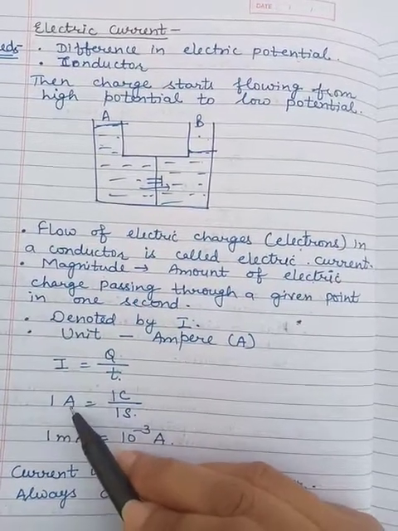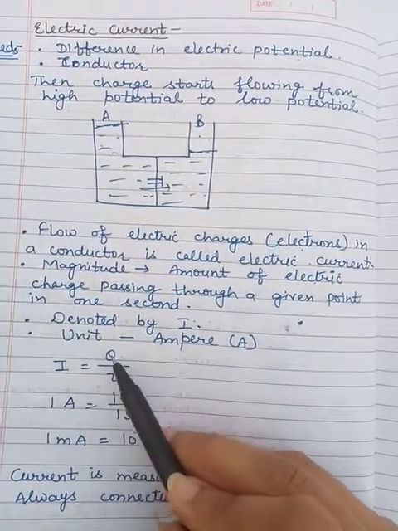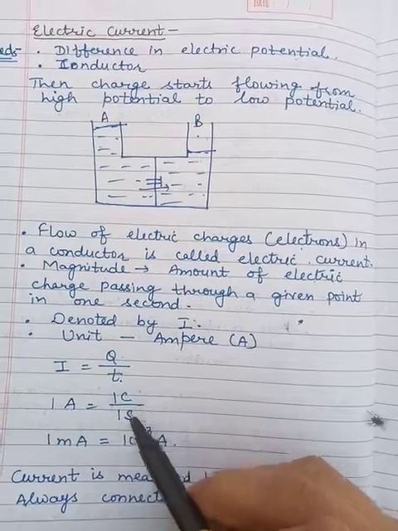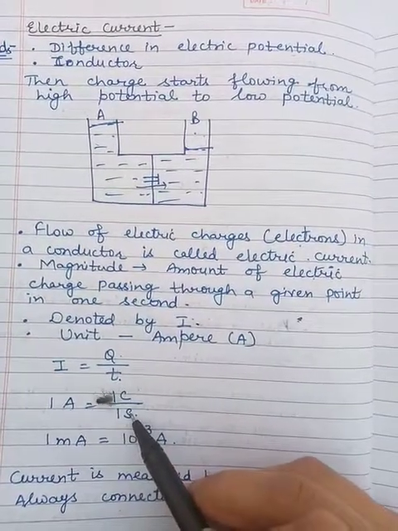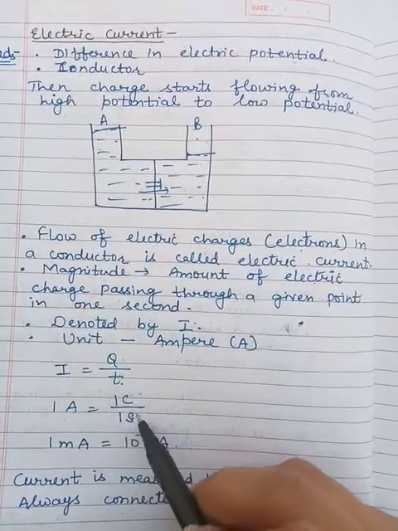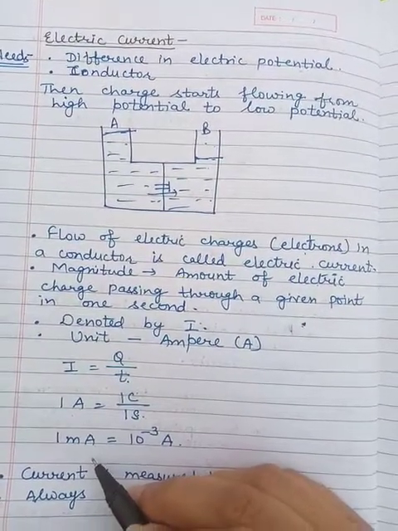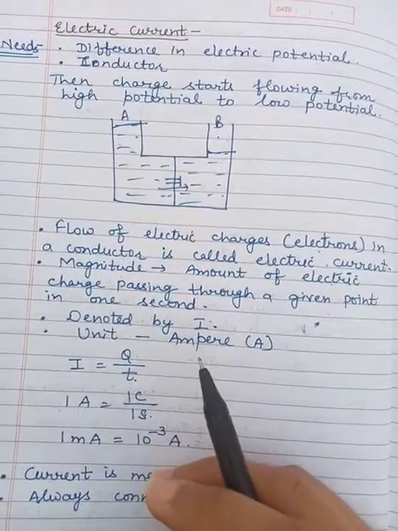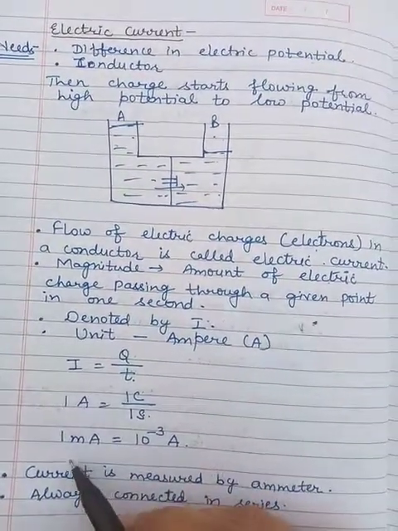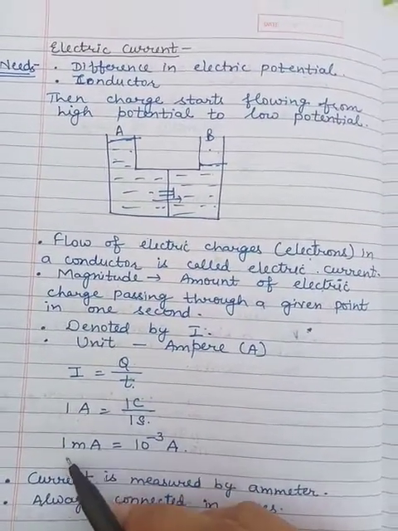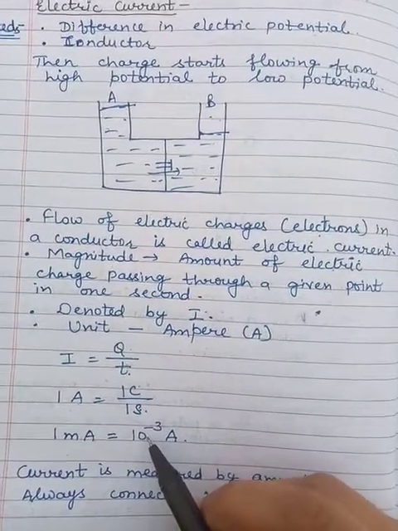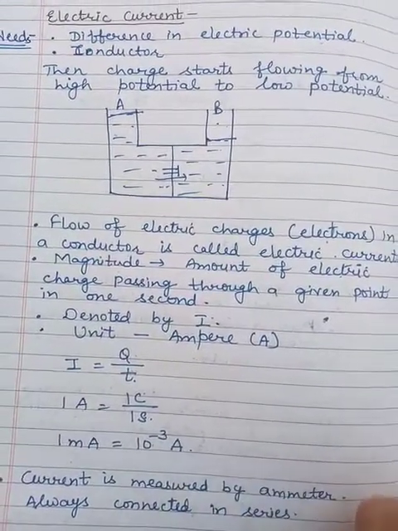So this I is in ampere. So we have 1 ampere. This charge is in coulomb, so we have 1 coulomb, and time is in second, so we have 1 second. So 1 ampere is equal to 1 coulomb upon 1 second. In very small units, we have 1 milliampere, and this 1 milliampere is equal to 10 raised to power minus 3 ampere.